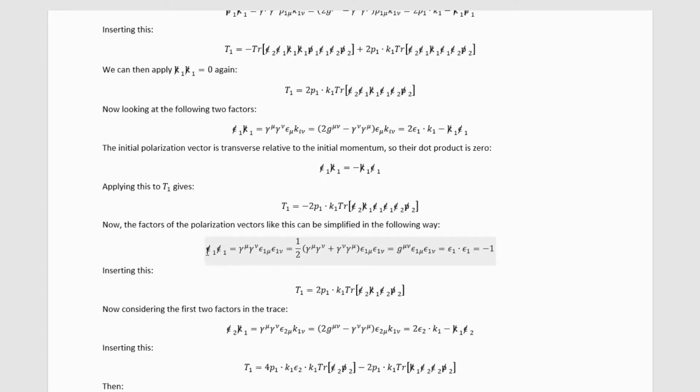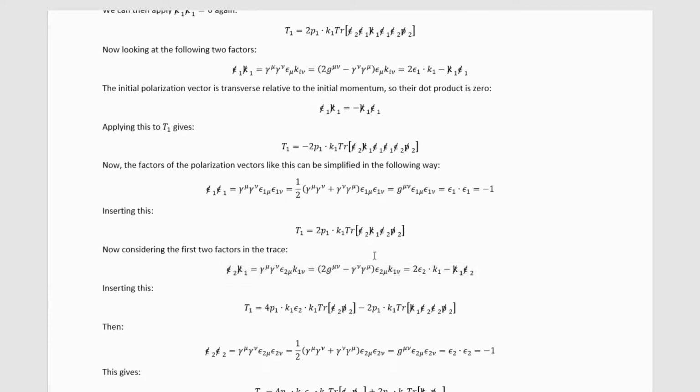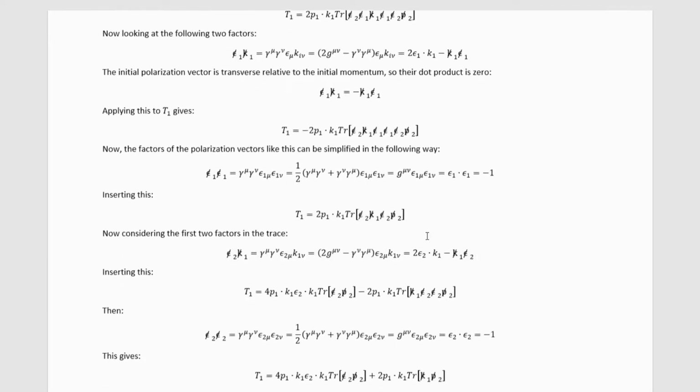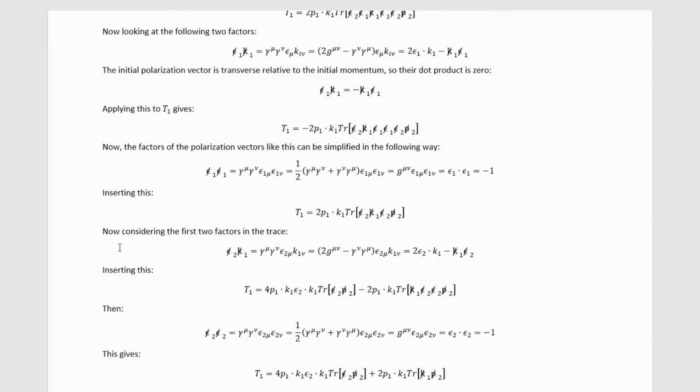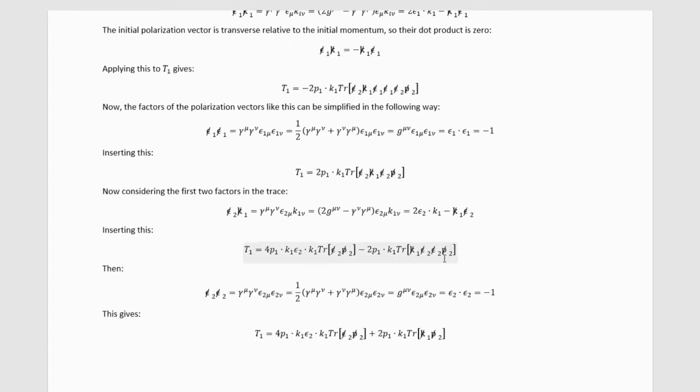Then we can also prove that these factors of the slashed polarization vector for the K1 photon just equals -1, given this dot product that I talked about in the introduction. Inserting this gets rid of that minus sign and two of the factors under this trace. Then we can manipulate this a little bit more. We can commute these factors at the cost of this term and a change of sign. Substituting that in gets us here.